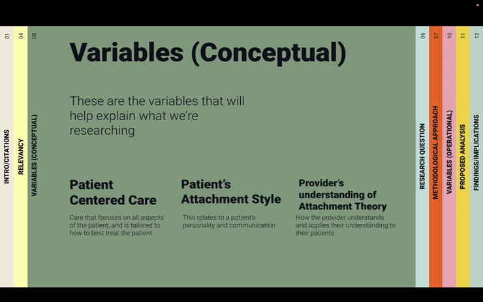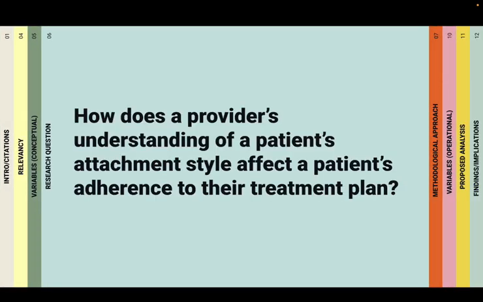So, providers' understanding of attachment theory, how the provider understands and applies their understanding to their patients. So, taking what they know about attachment theory and those personality types and then applying it to their patients. So, my research question is, how does a provider's understanding of a patient's attachment style affect a patient's adherence to their treatment plan?